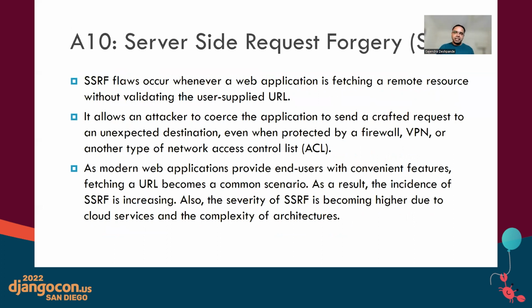Then the last category is server-side request forgery. This is also a new category in 2021. SSRF flaws occur whenever a web application is fetching a remote resource without validating the user-supplied URL. It allows an attacker to coerce the application to send a crafted request to an unexpected destination, even when protected by a firewall, VPN, or another type of network access control list.